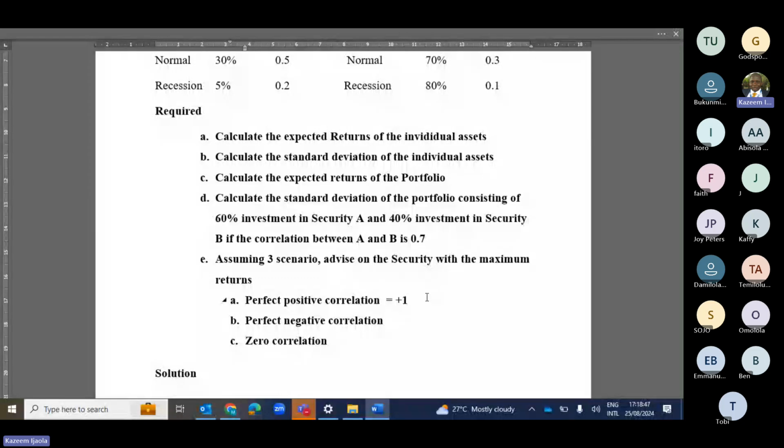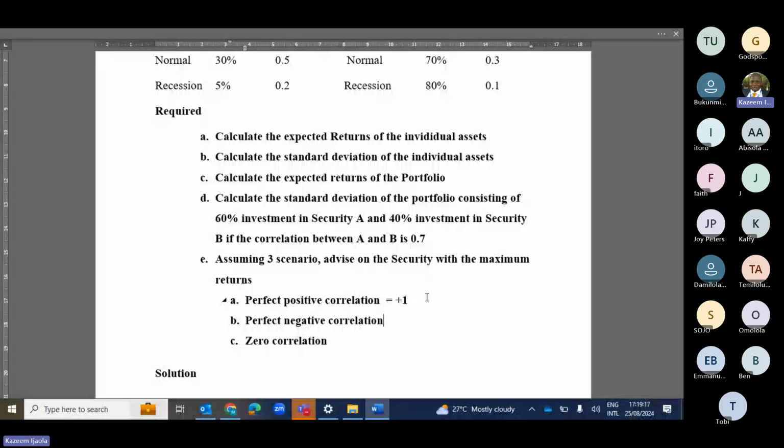You only invest in the security that has the lowest standard deviation. The higher your standard deviation, the higher the risk factor of your project. If your standard deviation is very high, your risk factor is very high. But if your standard deviation is very low, your risk factor is very low. So you should accept projects or invest in the portfolio that has the lowest standard deviation. A perfect positive correlation means both assets are moving in the same direction.